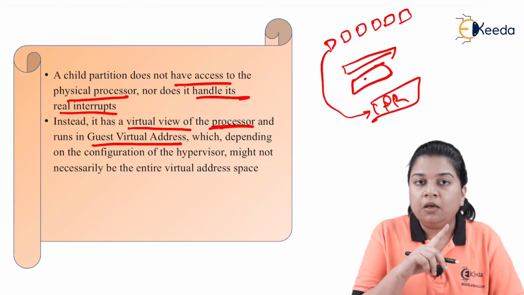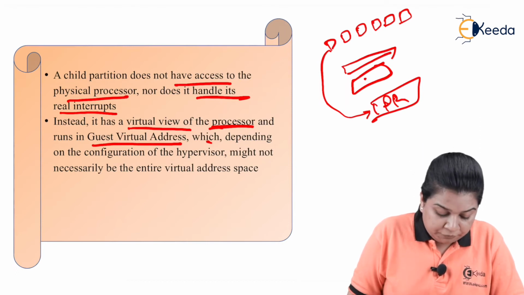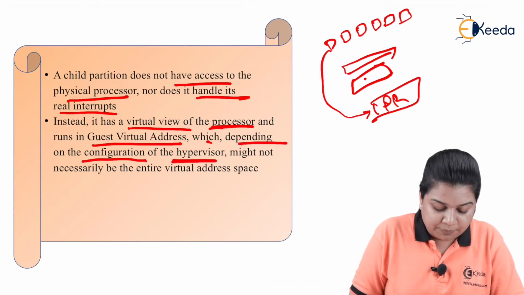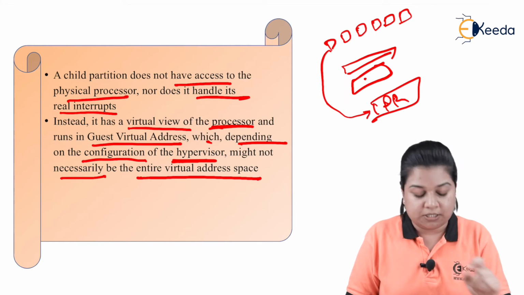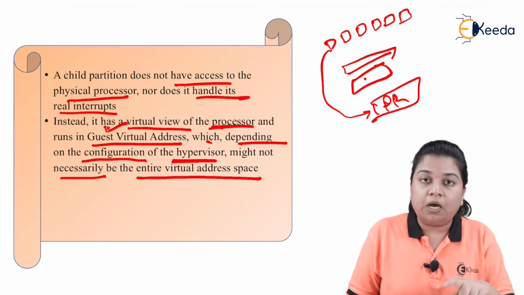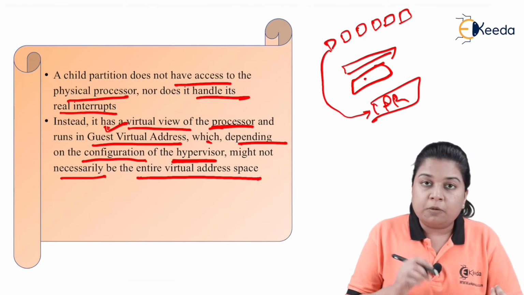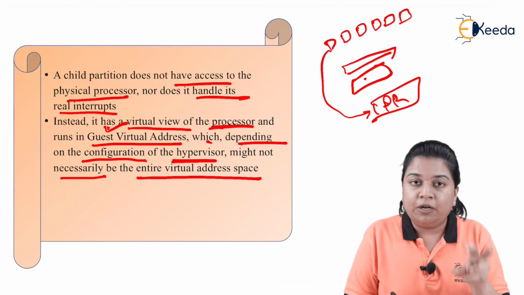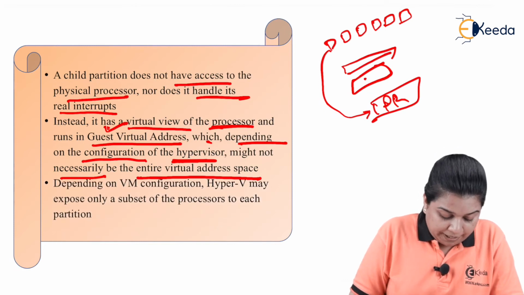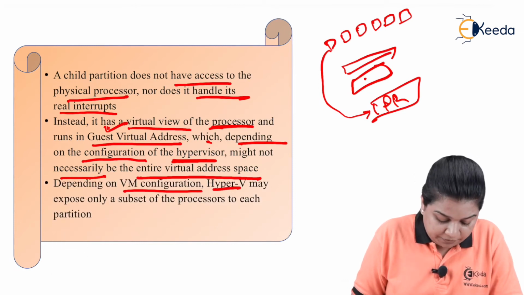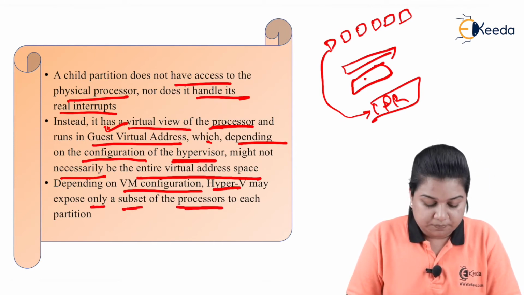We have seen there in virtualization of the memory, CPU and device input output, which, depending on the configuration of the hypervisor, might not necessarily be the entire virtual address space. Now, the guest virtual address which is assigned to that particular virtual machine in the child partition will depend on the configuration of the hypervisor and will not be exactly existing in the virtual address space. Depending on the virtual machine configuration, Hyper-V may expose only a subset of the processors to each partition.